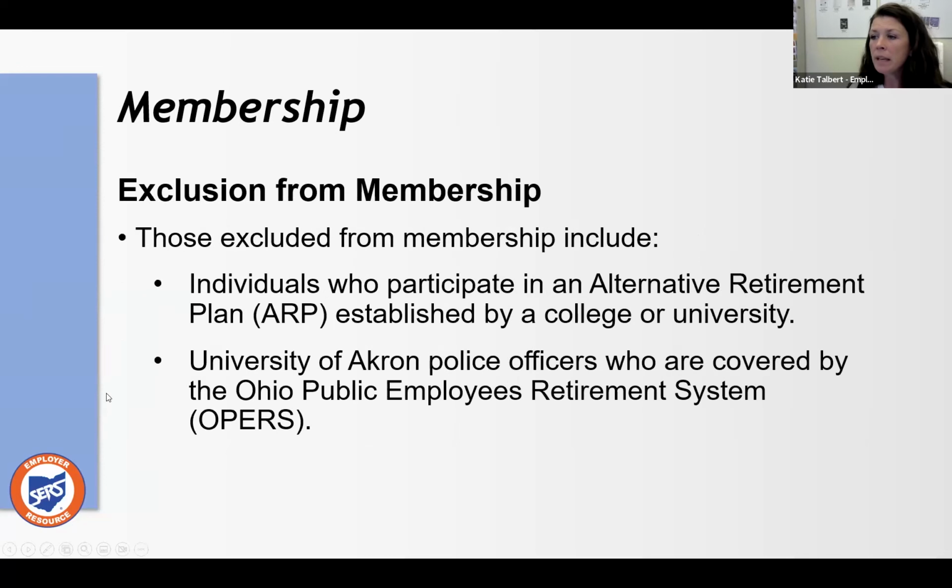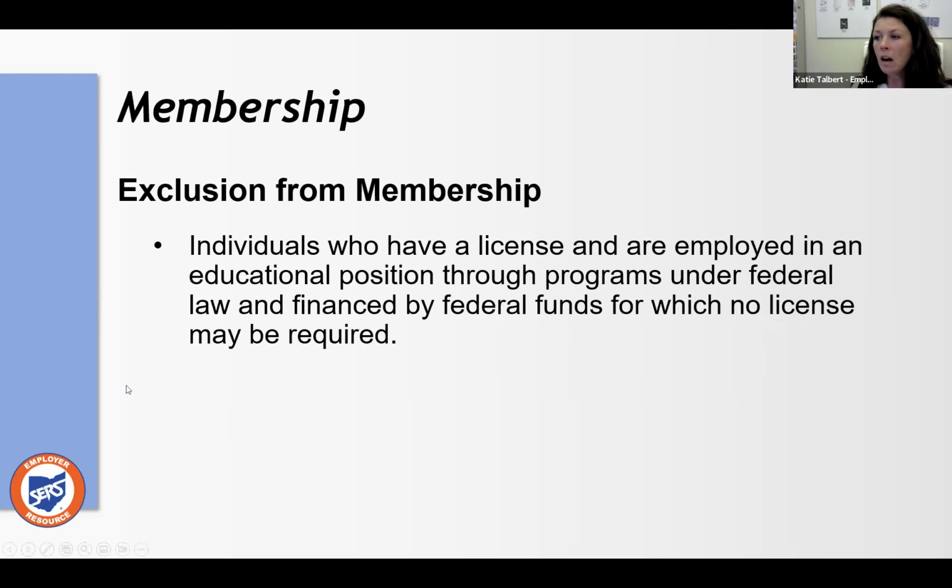Exclusions from membership include individuals who participate in an alternative retirement plan established by a college or university, or University of Akron police officers who are covered by OPERS. Also, individuals who have a license and are employed in an educational position through programs used under federal law and financed by federal funds for which no license may be required.